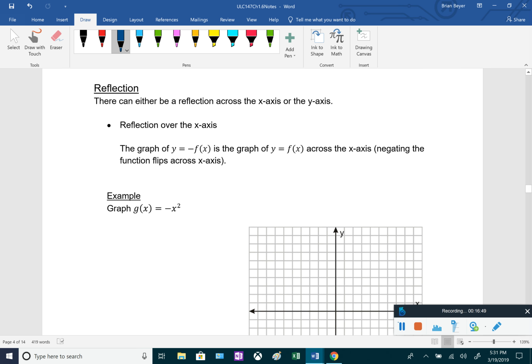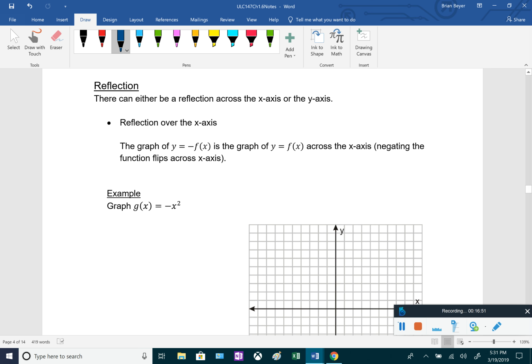Okay, so far we did vertical shifts and horizontal shifts. So the next thing is reflection. So we have a few more things to get through. For reflection, there are two types of reflections. It's either going to be a reflection across the x-axis or across the y-axis.